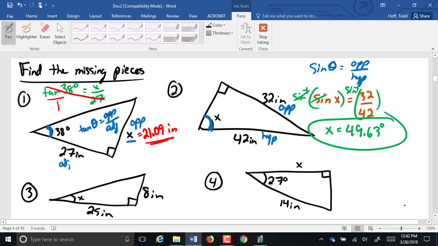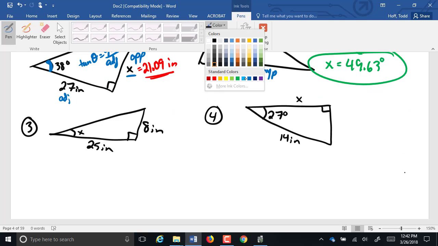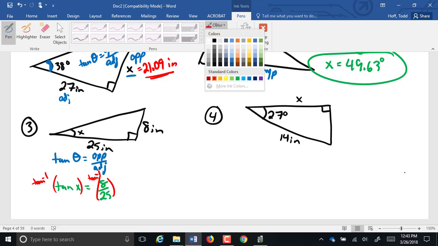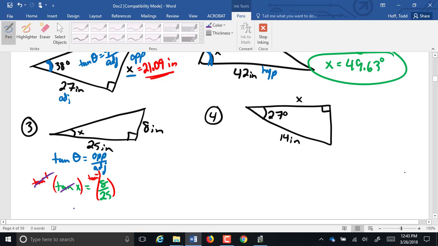Number 3, you guys tell me how to do it. It is a tangent. We have an opposite over adjacent. So yes, it's going to be tangent of x equals 8 over 25. And then what? Perfect. Inverse tangent. Ian gets his gold star for the day. So x equals, what'd you get for an angle? 17.74 degrees.